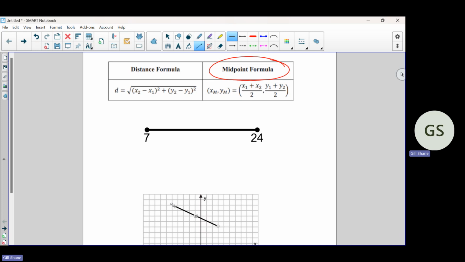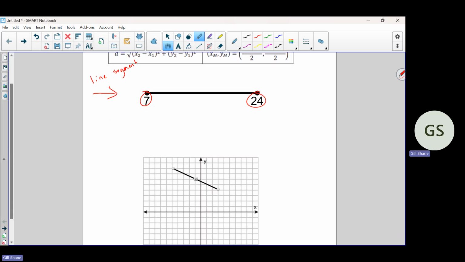So for a line segment, the formula doesn't apply perfectly to a line segment. It's really more for when you have a line on the graph. But just imagine that we're just using part of the formula. So on this one right here, line segment. There's no X and Y for a line segment. It's just one number here, one number here. If you think about it as the X-axis going left and right, it's really just a number line. And we're talking about this segment that is going from number 7 to number 24 on a number line.